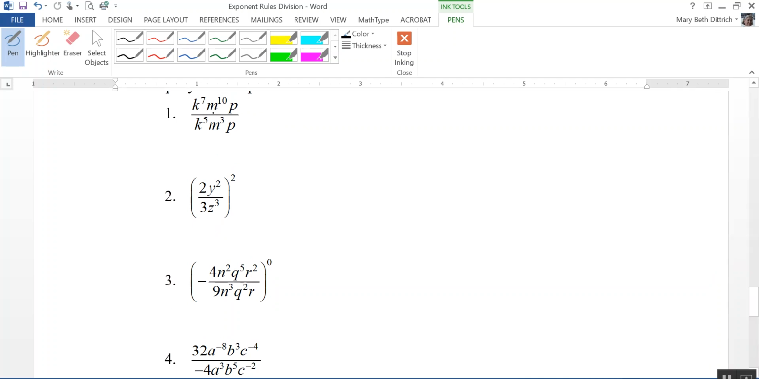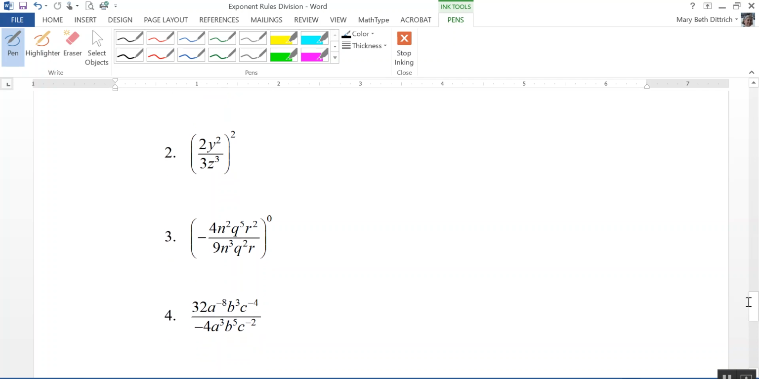So I have k to the 7th, m to the 10th, p, divided by k to the 5th, m to the 3rd, p. So I'm going to subtract my exponents. So I'm going to have k to the 7 minus 5, which is 2. M to the 10 minus 3, which is m to the 7th. And p to the 1 minus p to the 1 is just p to the 0, or 1. My p's cancel out. So I have k squared m to the 7th.